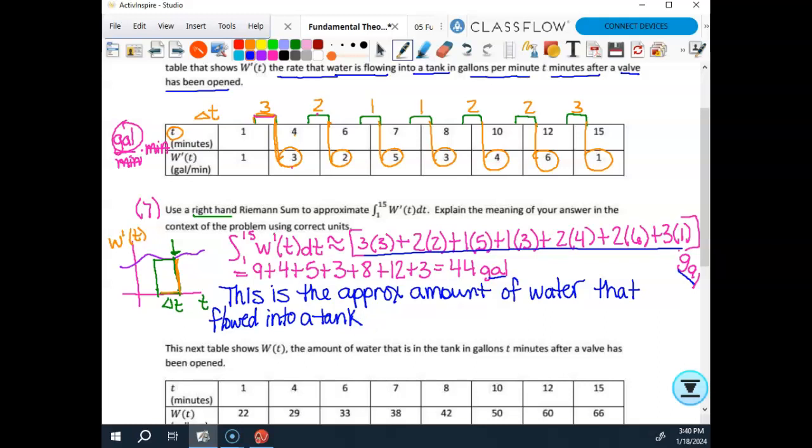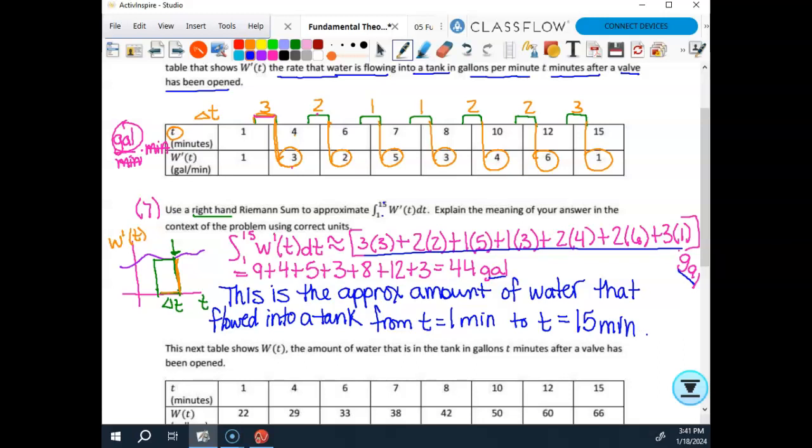So I don't really have to get into that whole thing. But I do have to have an interval, and I can use t with my units. So I can say flowed into a tank from t equals, well, 1, that's where we get that 1 minute, to t equals 15 minutes. Because remember, this is an accumulation, right? This is an accumulation over time. We're going from 1 to 15.